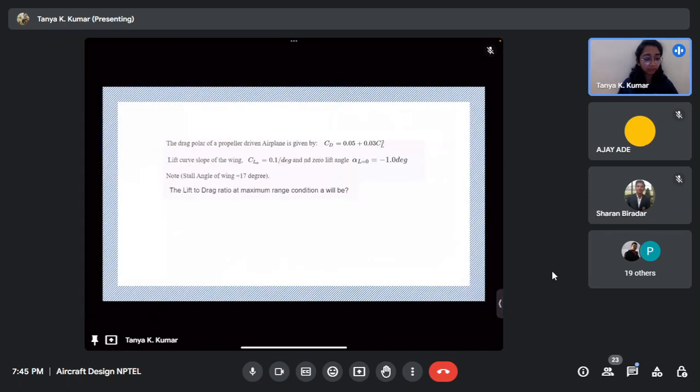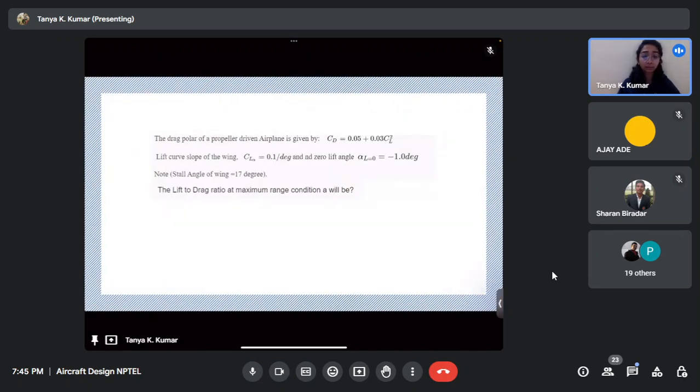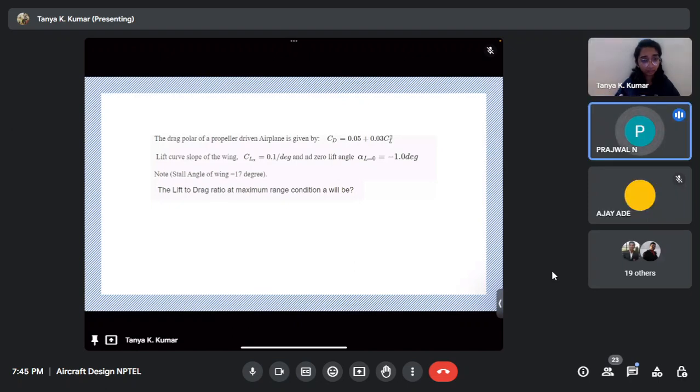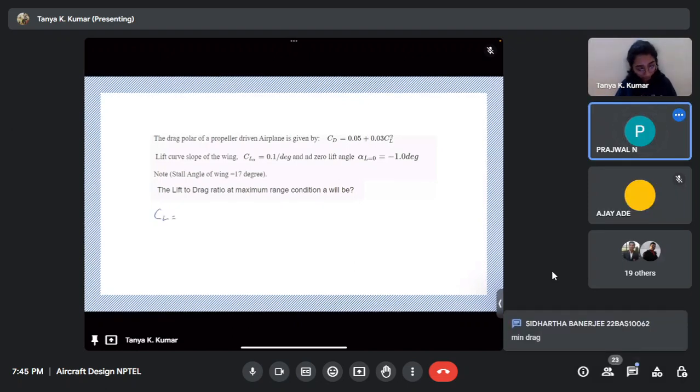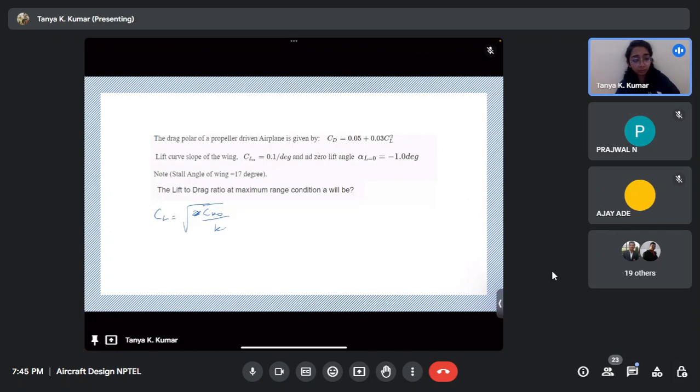Next, same question: the lift to drag ratio at maximum range condition. What was the condition equivalent to maximum range? The previous question was minimum power, that was maximum endurance. CL by CD... sorry, CD naught by K. Yes, it's referred to as minimum drag or minimum thrust required. This corresponds to maximum range.